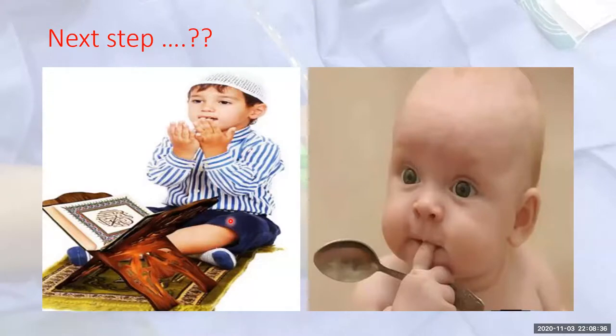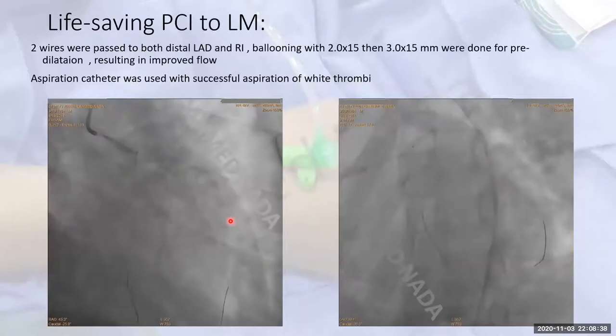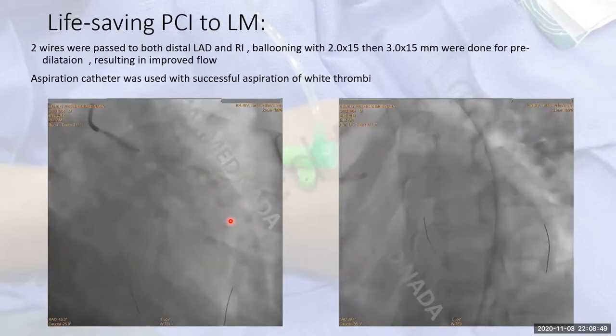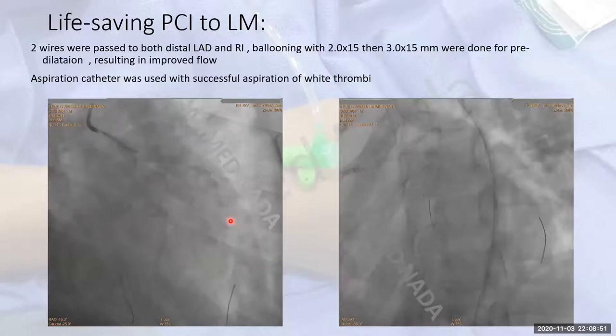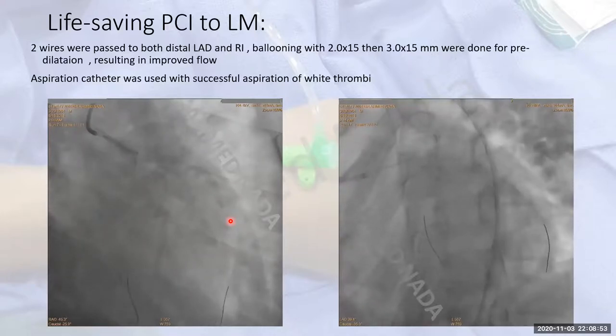Yes. Okay. So already we passed two wires and one wire went smoothly to the LAD. I tried to cannulate the circumflex, but it was very difficult, and the wire slipped actually to the ramus. So whatever, as we already secured two wires in place, this is a good situation and a good step.